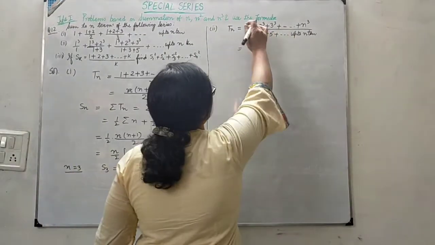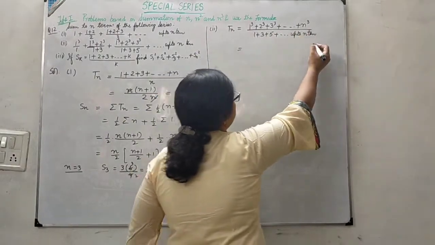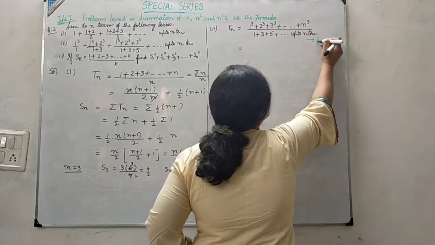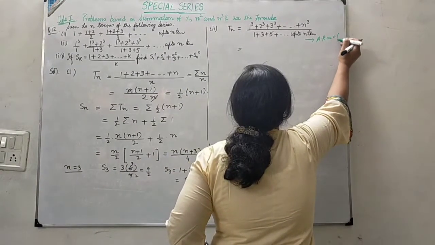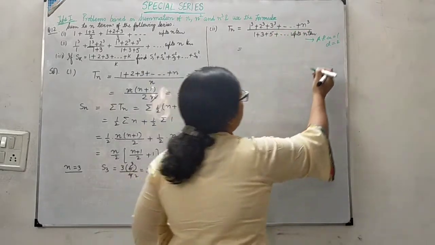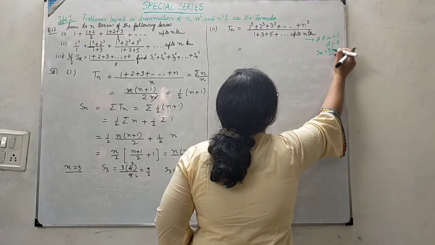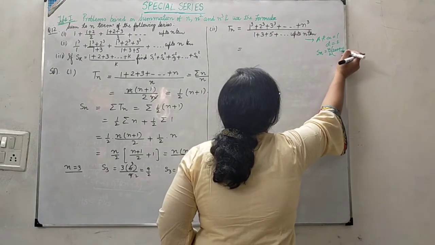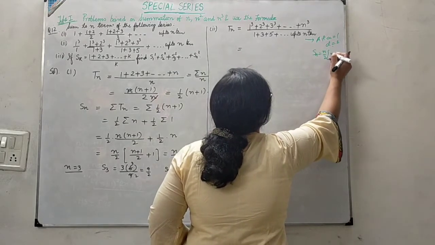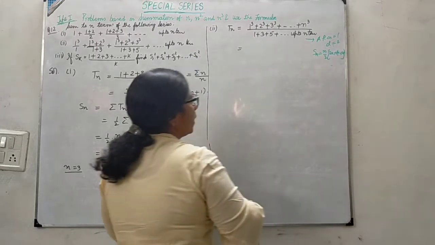In the numerator we have the special series sigma n cube, but in the denominator this is an AP, which has first term 1 and common difference 2. But this is a sum, so I have to use the formula for Sn. Sn is n by 2, 2a plus n minus 1 into d. You all know that by 10 standard.